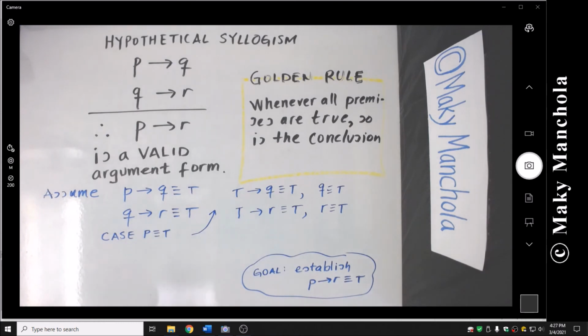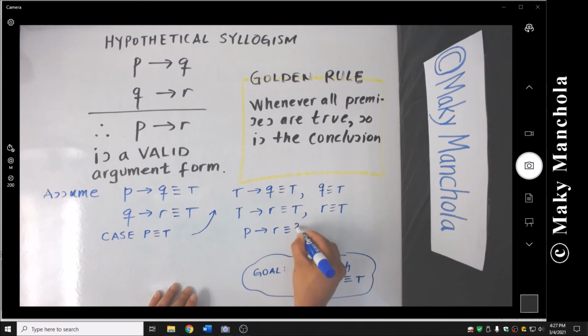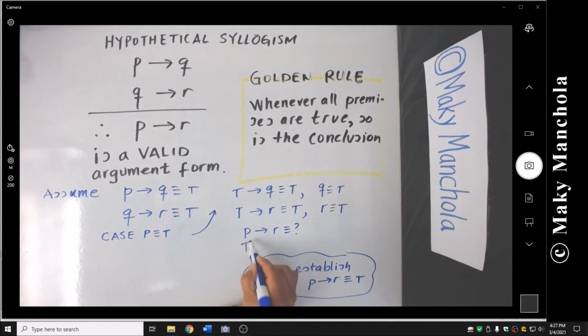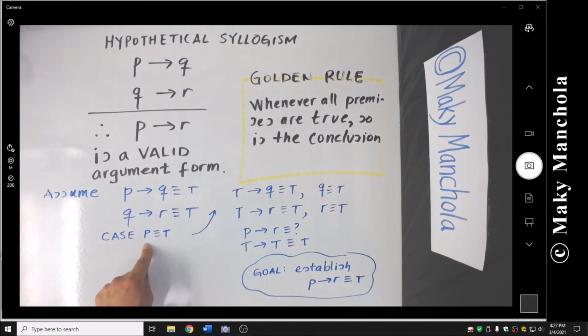Now we have to ask the question, what is the truth value of the conclusion? What is the truth value of P implies R? Now, we know P is true because we are assuming that. So we have true implies R, but we also know that R is true. Now let's calculate. True implies true is true. Okay, so we just arrived at the conclusion being true when P happens to be true.